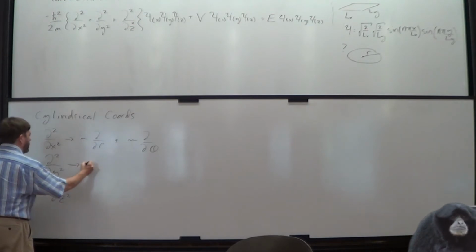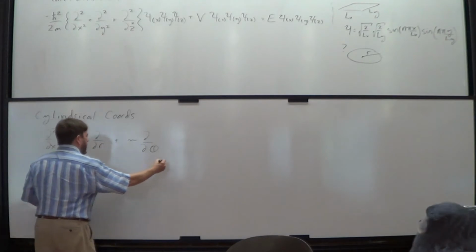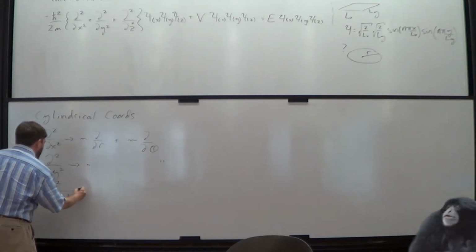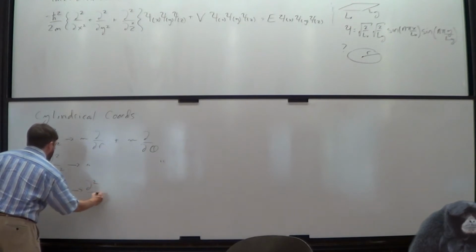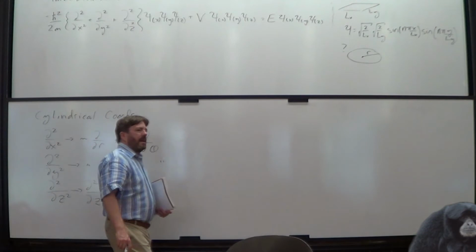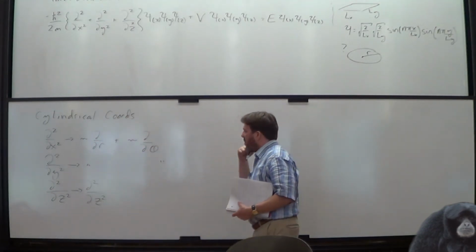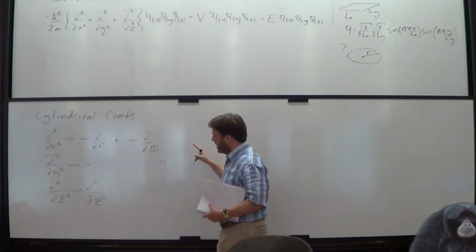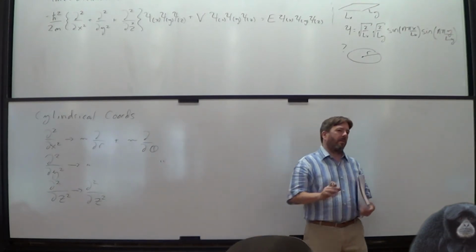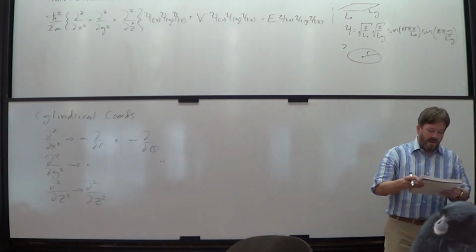So the change in x is going to be a change in r and a change in phi. A change in y is going to be the same. But the change in z is not changed at all, because z will be the same. Now, in spherical coordinates, we would have an r, a phi, and a theta as well. And z would also be r, phi, and theta. So this is just a nice warm-up.